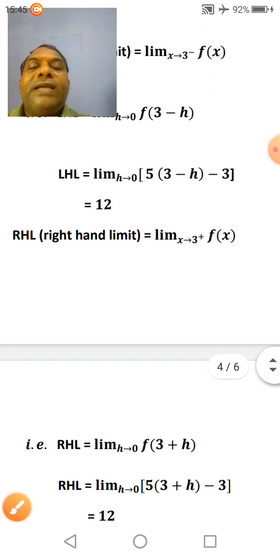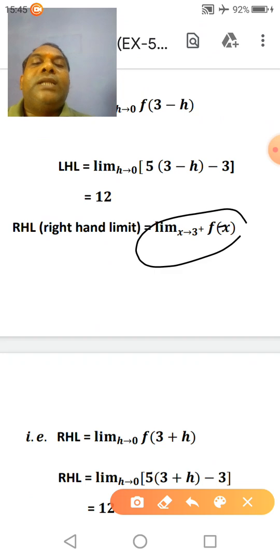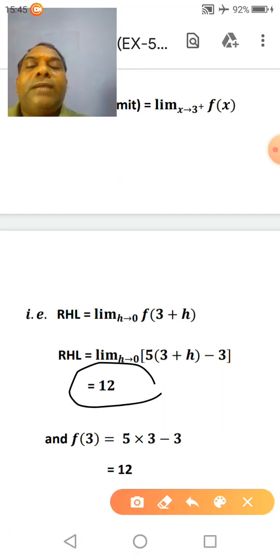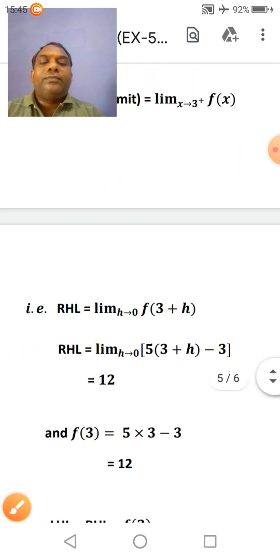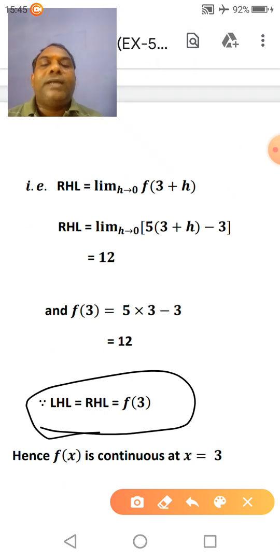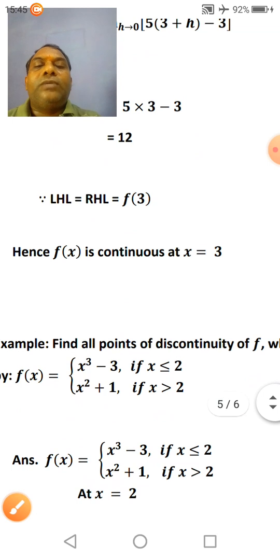Similarly, find RHL. In case of RHL, the limit as x tends to 3 positive of f(x) is equal to the limit as h tends to 0 of f(3 + h), and put x = 3 + h in the given function, then RHL will be 12. Also find the functional value. To find the functional value, put x = 3. So f(3) will be 12. We find that LHL = RHL = functional value at that point. Therefore, f(x) is continuous at x = 3.